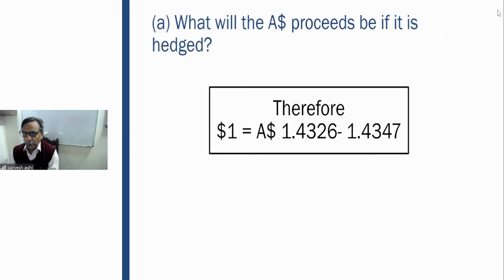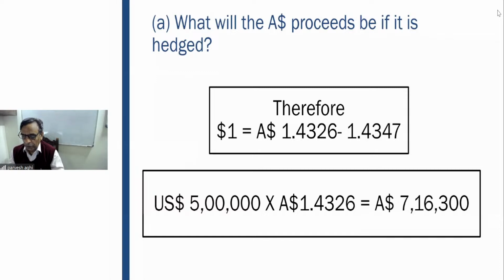Therefore, US$1 is equal to so many Australian dollars. Now we know he's an exporter, so he will be more interested in the bid rate. When he goes to the bank, he has $5 lakh because he's an exporter, and he would like to convert that money into his home currency. So he'll be using the bid rate. That means this is the Australian dollar amount he'll be getting, 7,16,300, if the proceeds were hedged.